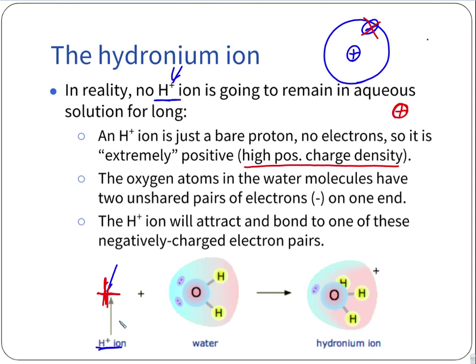Now a water molecule, on the other hand, remember it has a polarity to it, in that the oxygen's more electronegative and attracts the hydrogen's electrons to it, and so we end up with a partially negative end on one side and a partially positive end on the other. It's a dipole. Now, that negative end that's over here is going to see this positive right here, and that positive is going to attract that negative. And so what will happen is that the H plus ion will attract and bond to one of the electron pairs that's on the back side of that oxygen.